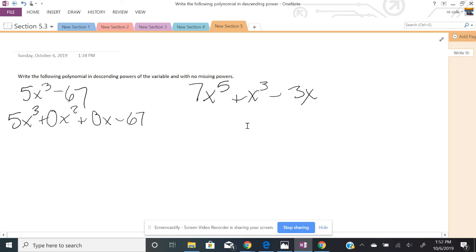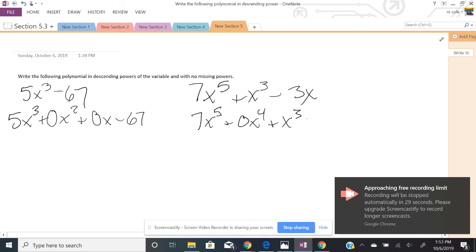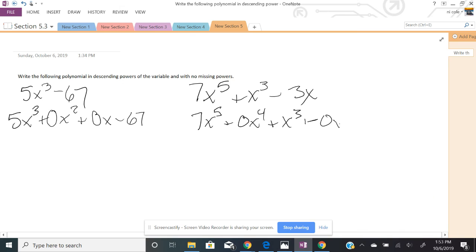Okay, let's look at this other example. Here, what am I missing? Well, I'm missing an x to the fourth, I'm missing an x squared, and I am missing just a number back there. So you need to make sure you add those if it doesn't have them. So you start off with your highest exponent, which is 7x to the fifth, plus 0x to the fourth, plus x cubed. And instead of saying plus, you can say minus 0x squared minus 3x plus 0. It doesn't matter if you do plus or minus 0, it's still the same.